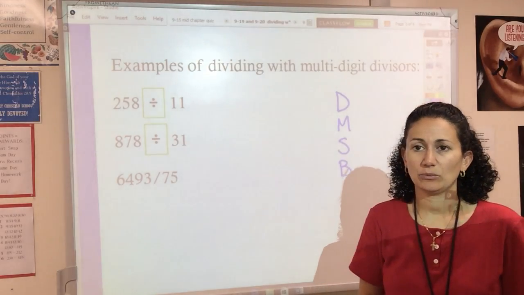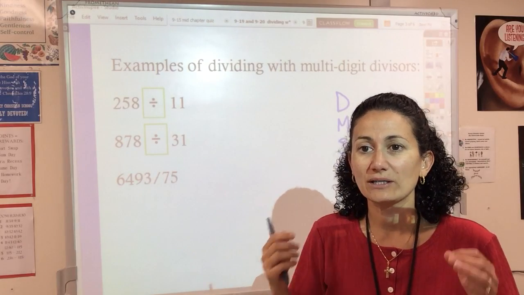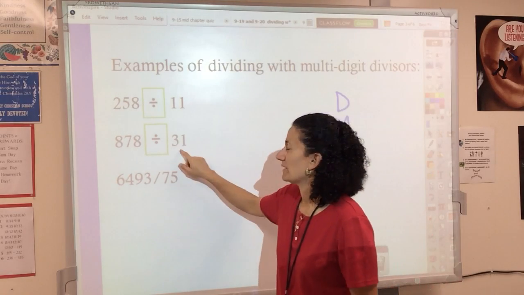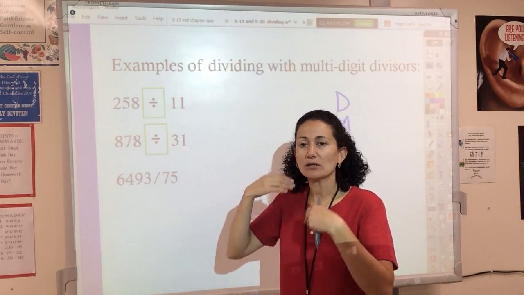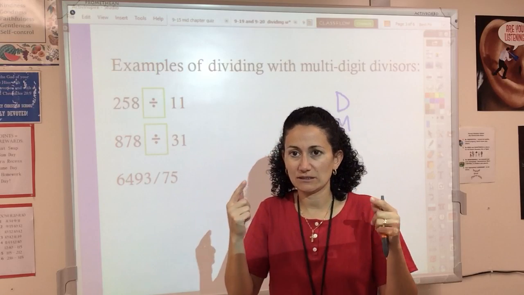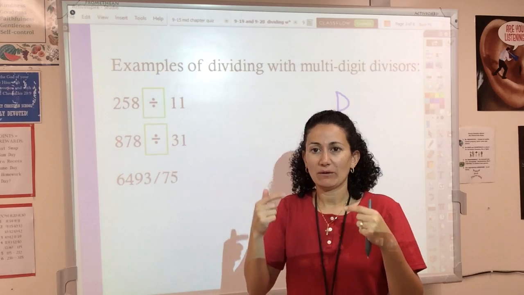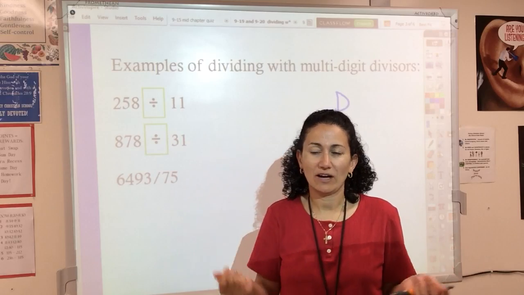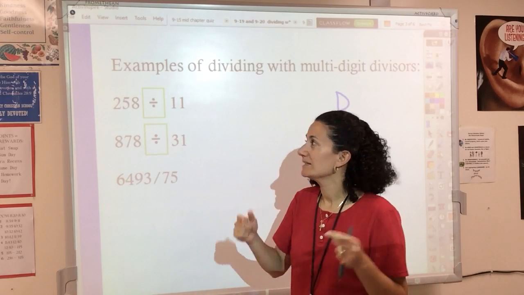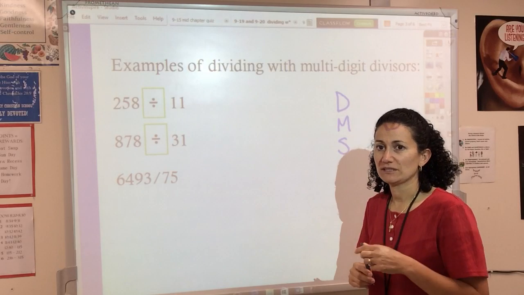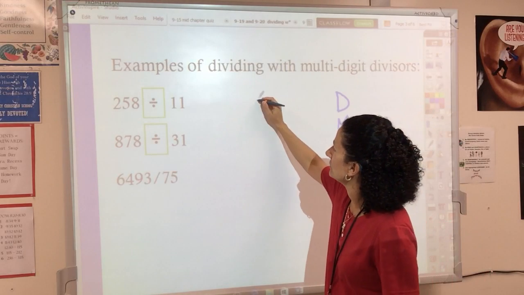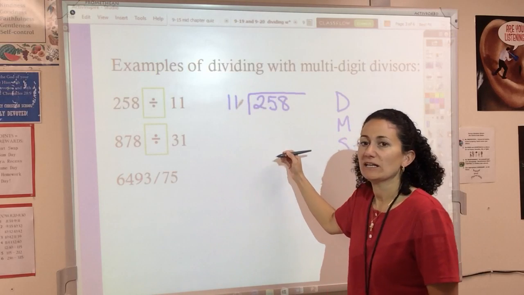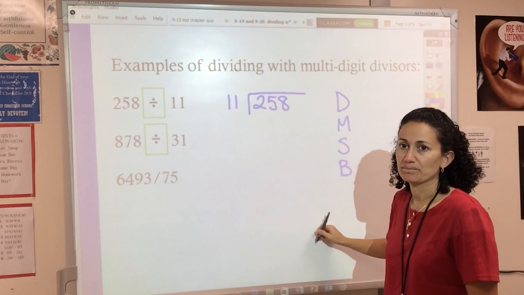The big difference here with double-digit divisors is that we can no longer use our basic facts. For example, I don't know my 31 times tables. So I'm going to go through the thought process. I want you to really listen to how I'm thinking aloud and how I figure out how to divide by 31 or 75. I don't know my 75 times tables off the top of my head. I do know my 11s, and that's my first example for you. So let's do 258 divided by 11. I want you to write these down. Make sure you come to class with all of these examples, and then you're going to try some.